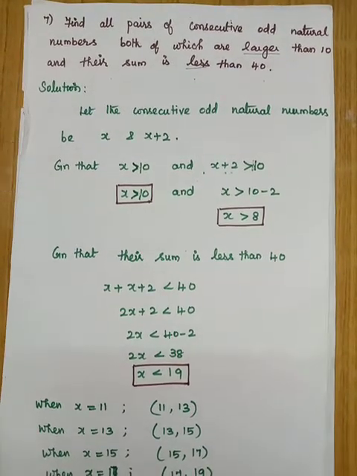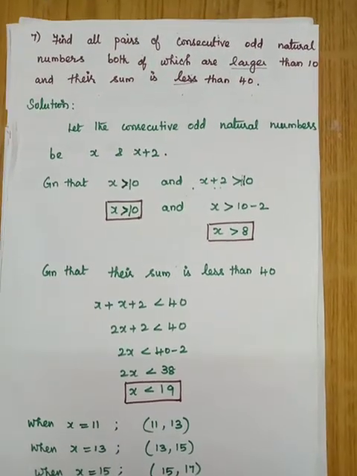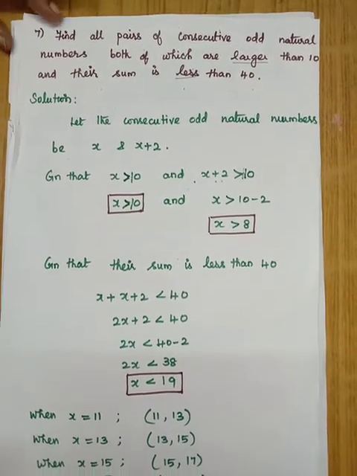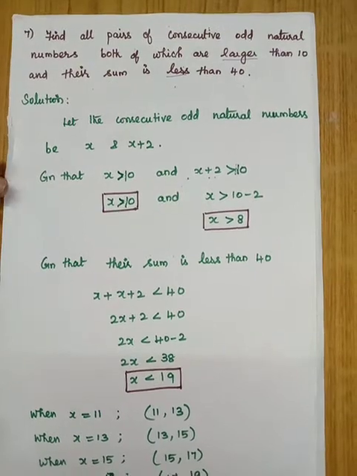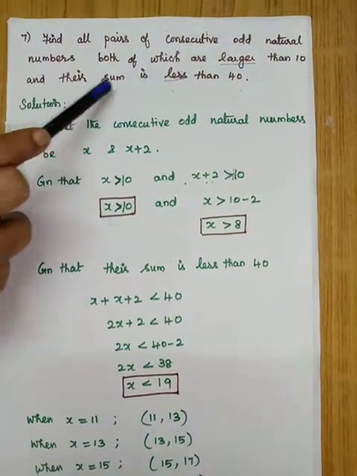Good morning, students. Exercise 2.3, 7th problem. Find all pairs of consecutive odd natural numbers, both of which are larger than 10 and their sum is less than 40.